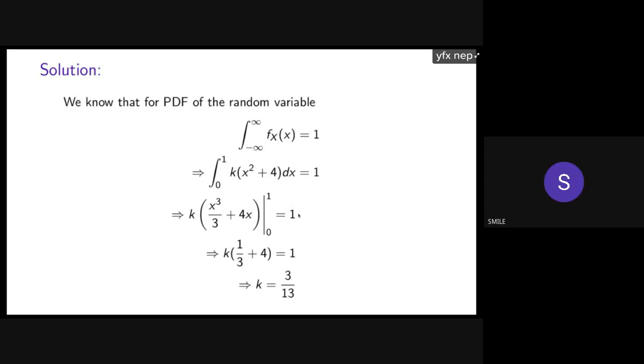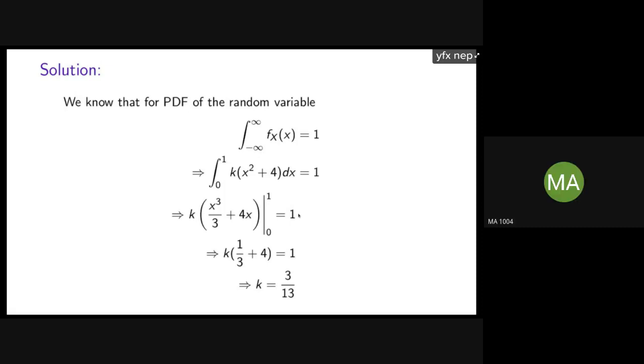CDF. Correct. That's correct, right? Yeah. What we are getting is F of 1 minus F of 0 should be equal to 1. That's what we are saying, right? Yeah, that is correct. Right. Correct, right? Yes, sir.